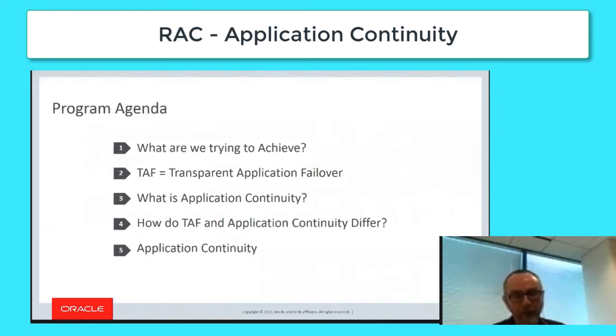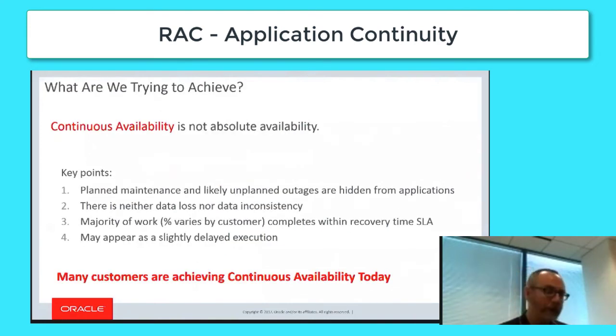Okay. So let's get started on what we're trying to achieve. Is it application availability or what? Realistically, this is just a component of what we consider to be continuous availability, where we look at planned and unplanned outages and try to hide them from applications. In other words, hide them from the users. There are lots of ways of doing that, and efforts have been increasing, especially in the area of unplanned outages, to mask the outage from the end user. It would be very nice if users never knew they lost a database, a database instance, or a server.